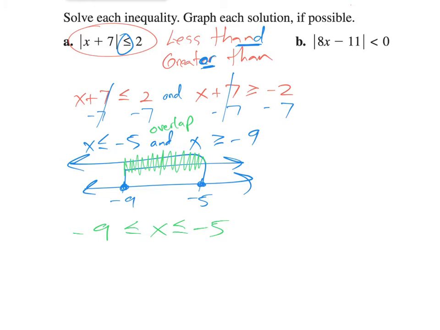Both inequalities point to the left, they always point to the left, so you could read this from right to left. x is greater than or equal to negative 9, and x is also less than or equal to negative 5. That's our compound inequality. There's our answer. Done.